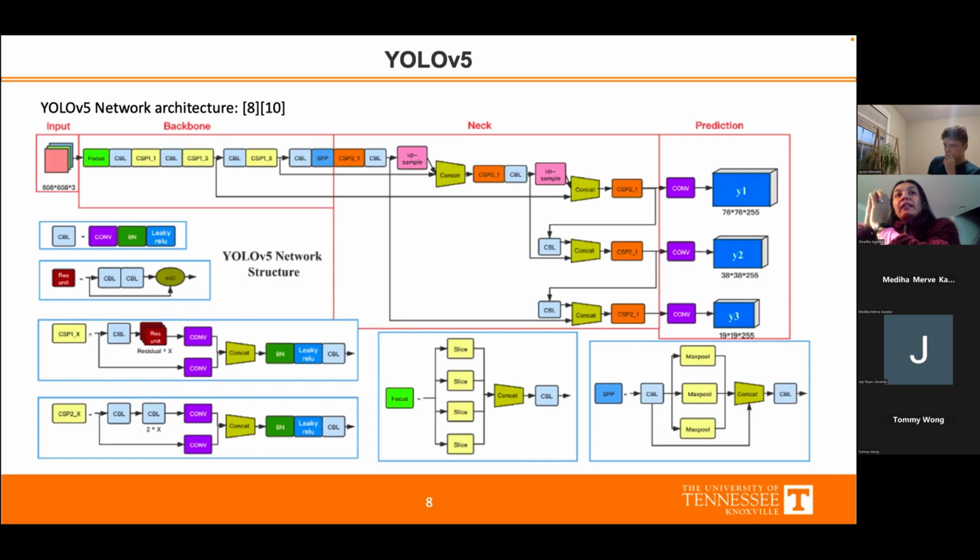Now, in the neck, there are a lot of things happening in terms of upsampling. So you first encode it and then you decode it so that you can supply it to the right heads.